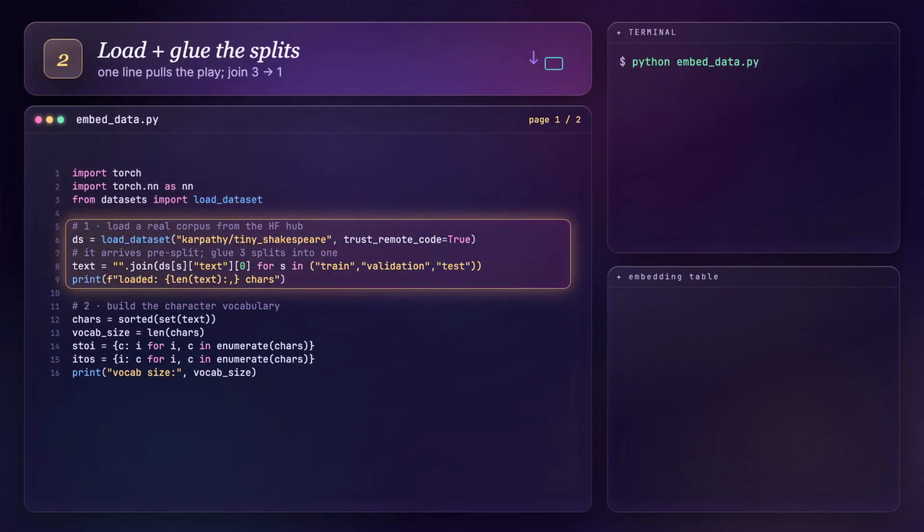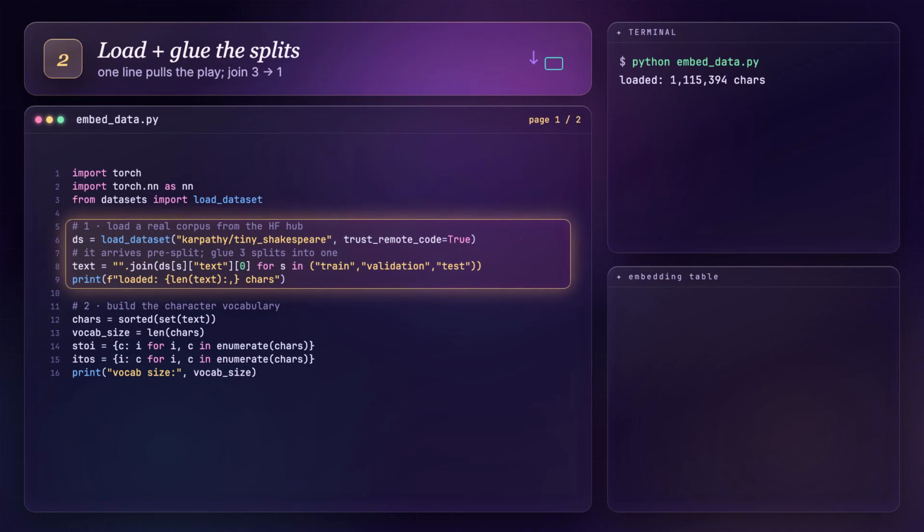Load and stitch. load_dataset, karpathy/tiny_shakespeare, trust_remote_code=True. Returns a dataset with 3 splits. It ships a tiny loader script, which is why we pass trust_remote_code=True. Each split holds the text in a single row, so we pull the 3 text rows and join them back into one continuous corpus. Then we print the character count, 1,115,394, so we know the download worked before we trust anything downstream. Always sanity check your data's size first.